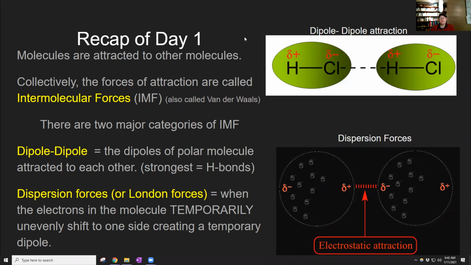Collectively, they're also called van der Waals forces. Often in this particular presentation and in other discussions of these types of forces, intermolecular forces will be abbreviated as IMF. Two major categories of intermolecular forces are the dipole-dipole attractions and dispersion forces.